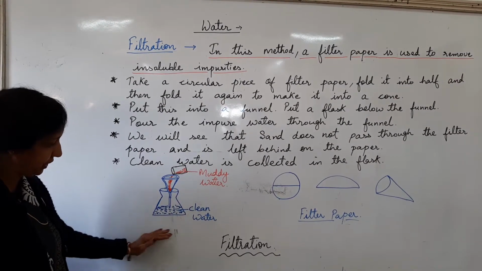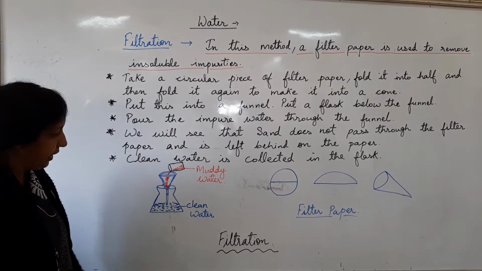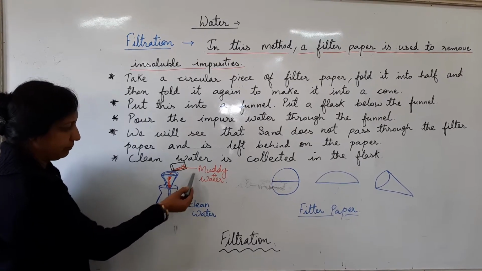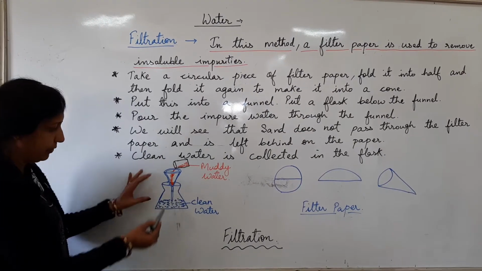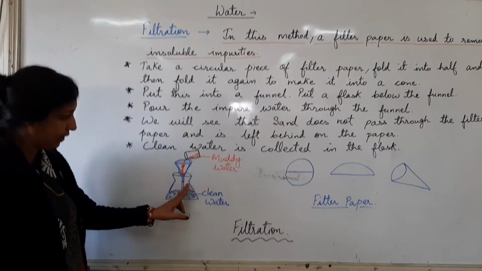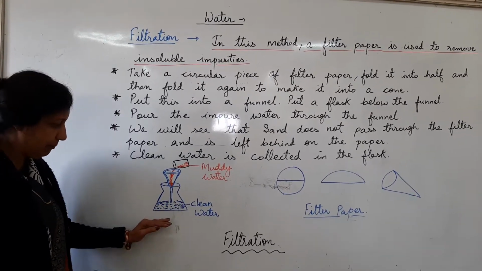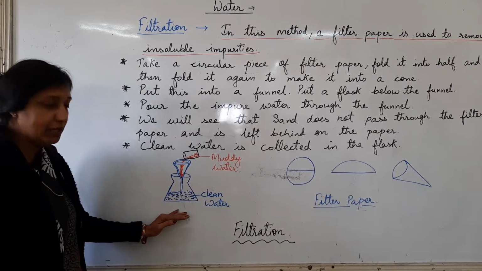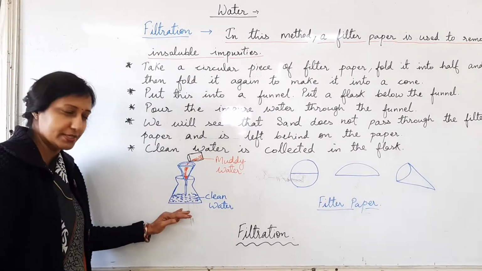As I have shown you here with the help of a diagram. Here I have taken a flask, and in this I am pouring the muddy water. And with the help of this funnel, children, I am putting the muddy water in it. And when I am putting the muddy water through a filter paper, you can see that the clean water is available in the flask.